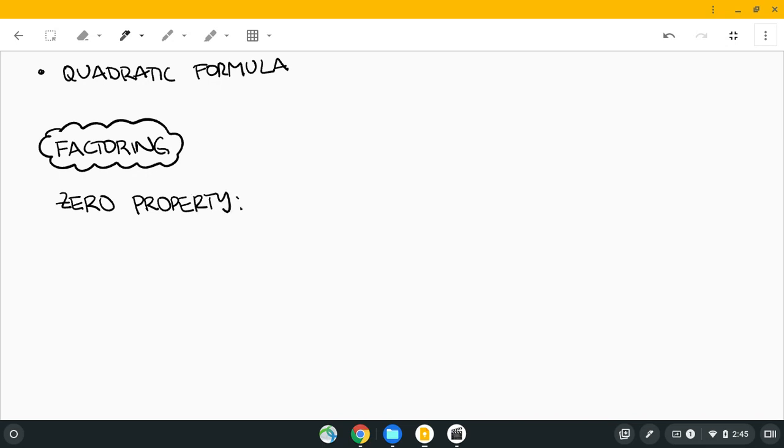Okay, and what this says is that if you have, let's say you have two factors, a and b, okay? So maybe you have this factor, we'll call it a, times this factor, we'll call it b. And let's suppose it equals 0, okay? Well, the zero property says that if you have one factor times another factor equals 0, then this is true if and only if one of those factors is equal to 0. So maybe the first factor is equal to 0, or maybe the second factor is equal to 0.